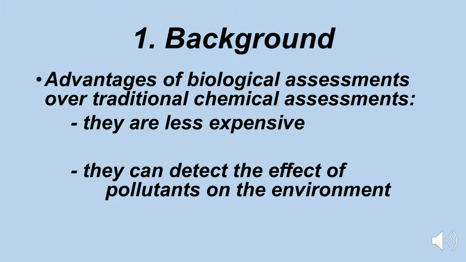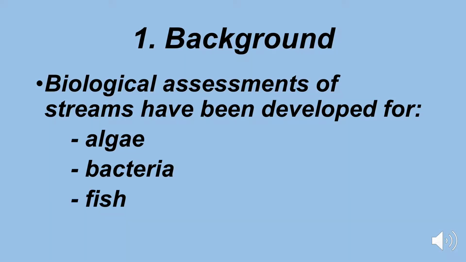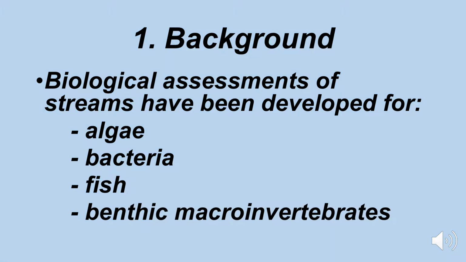There are many different types of biological assessments. Biological assessments of streams have been developed using algae as an indicator, using bacteria as an indicator, using fish as an indicator, and then finally, the topic of today's lecture, using benthic macroinvertebrates as an indicator of the quality of the water in the stream.